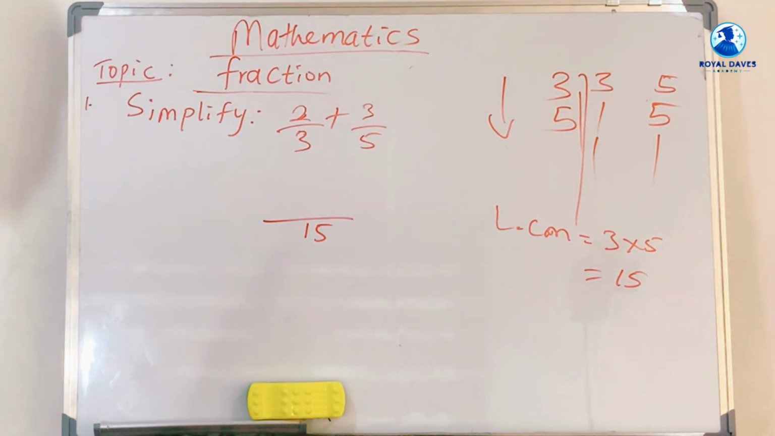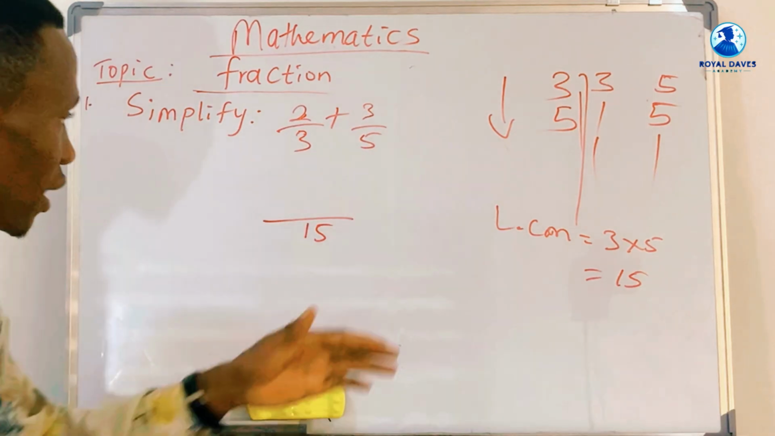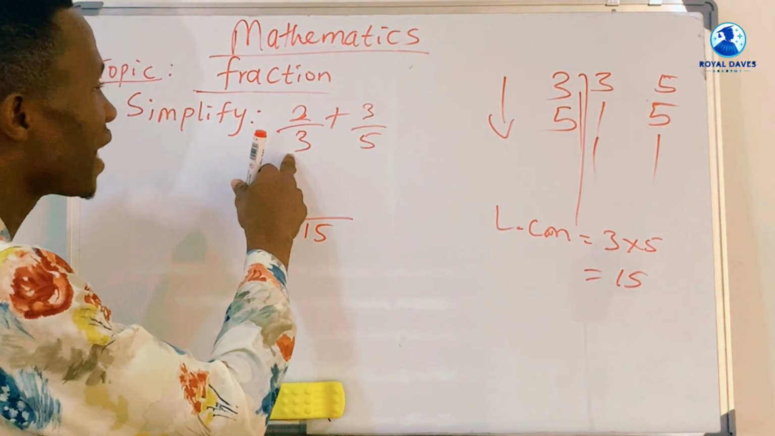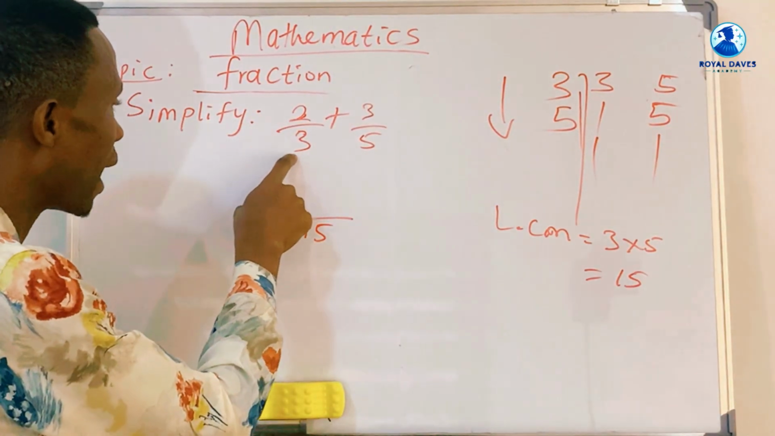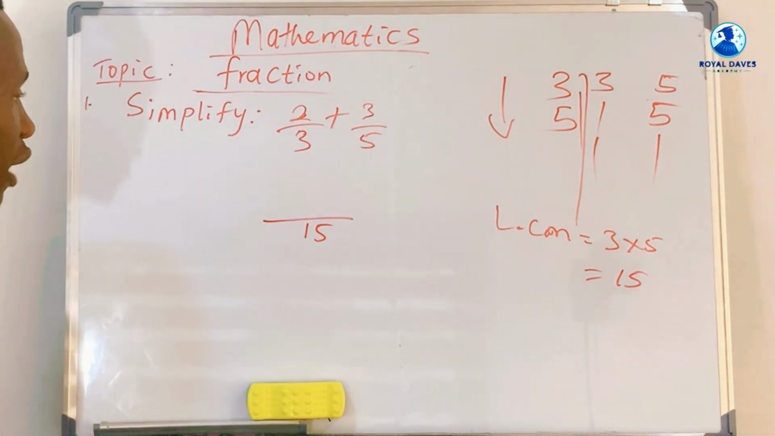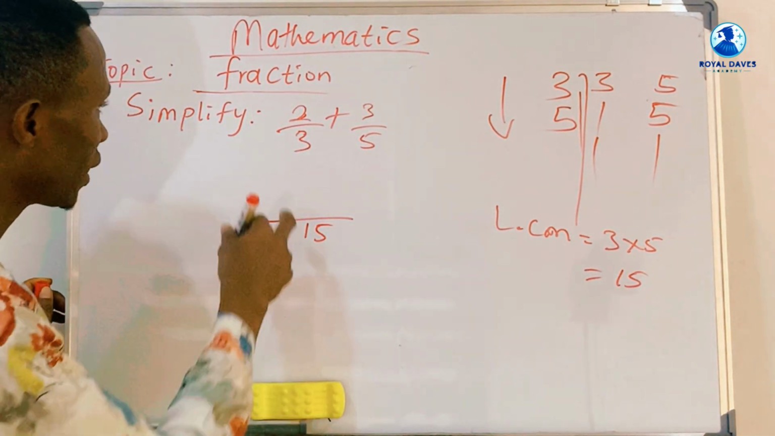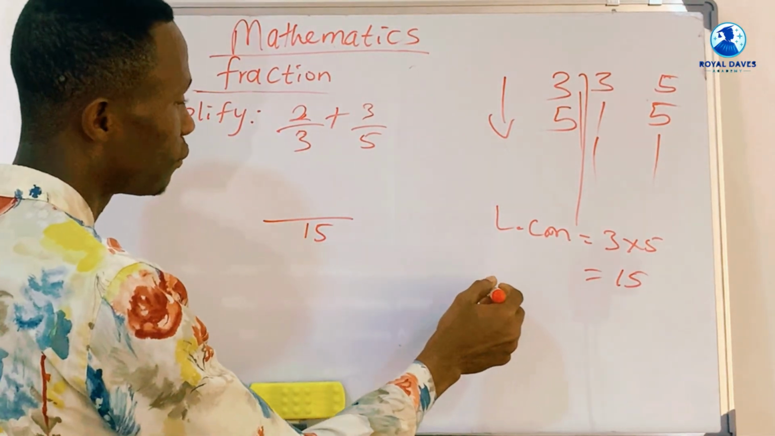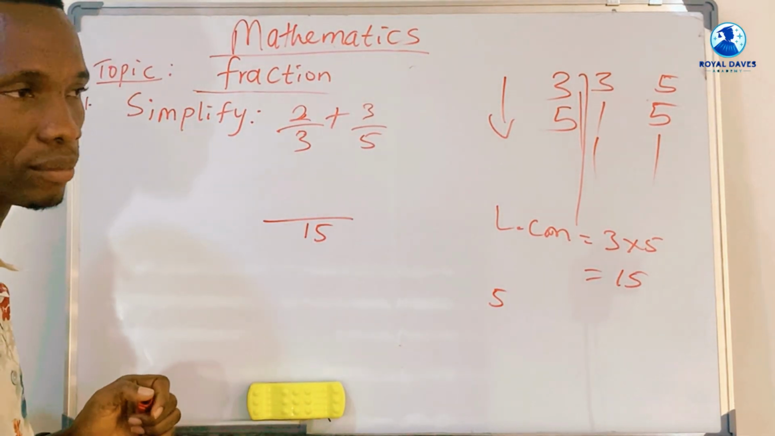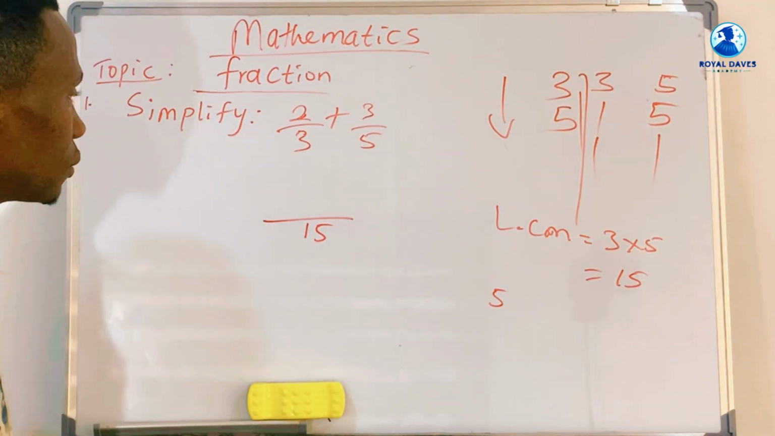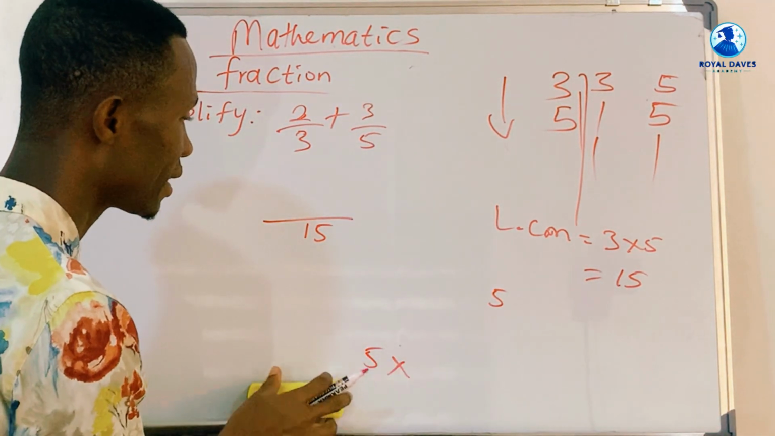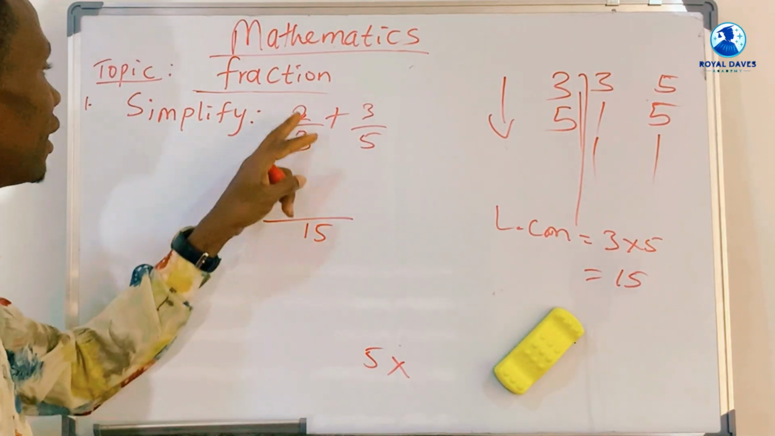So you come here and bring the LCM under. Remember, that's the first step. Then the second step is to divide the bottom number here with the LCM. How do you do that? Say 3 divide 15. 3 people have to share 15 oranges. So when 3 divide 15, you will have 5 as your answer. That 5 is multiplied by the top number.